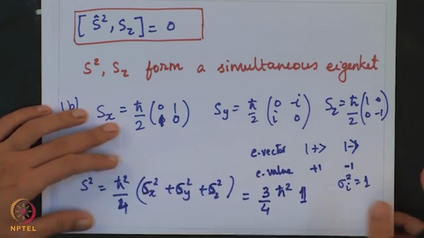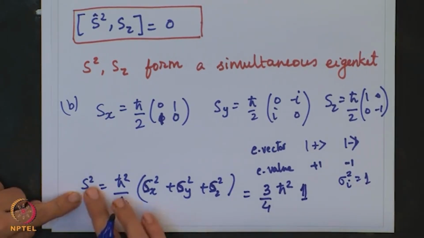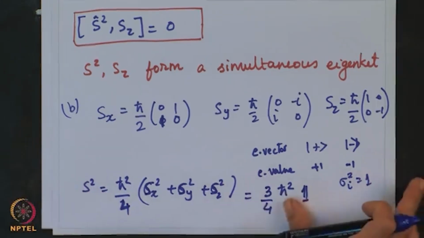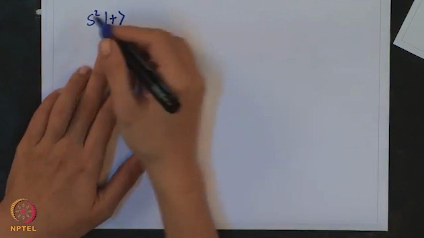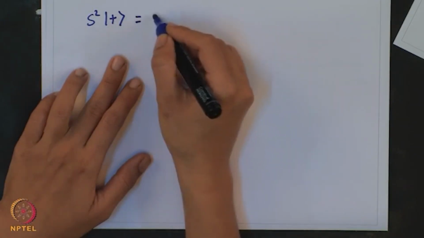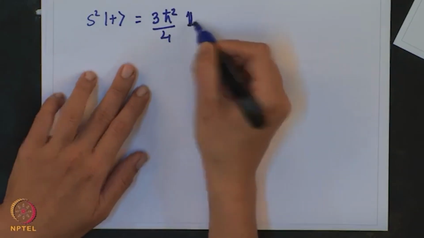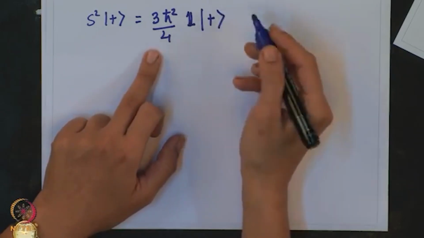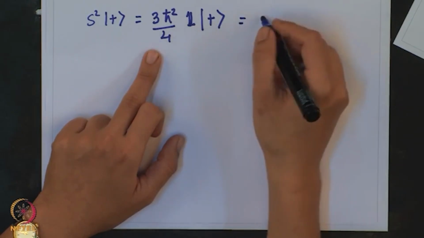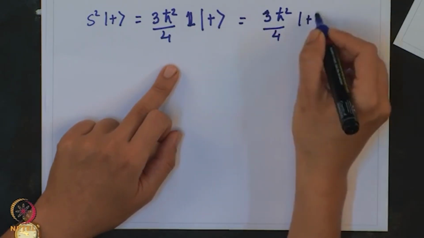Okay. So, when you operate S square on the eigenket plus, what do you obtain? You obtain 3ħ square upon 4, and the identity operator, when you operate on plus, will just give me 1 and project out the plus component, which will be nothing but 3ħ square by 4 times plus.